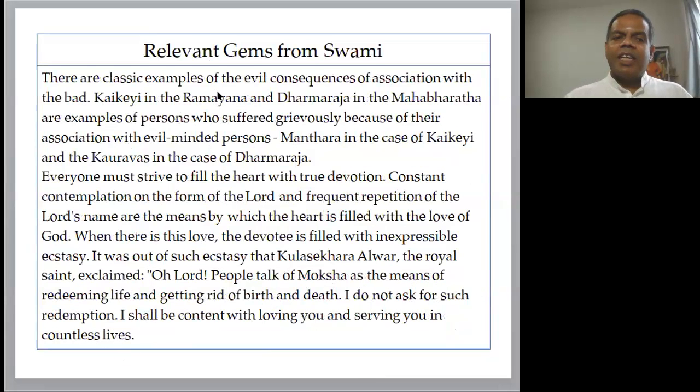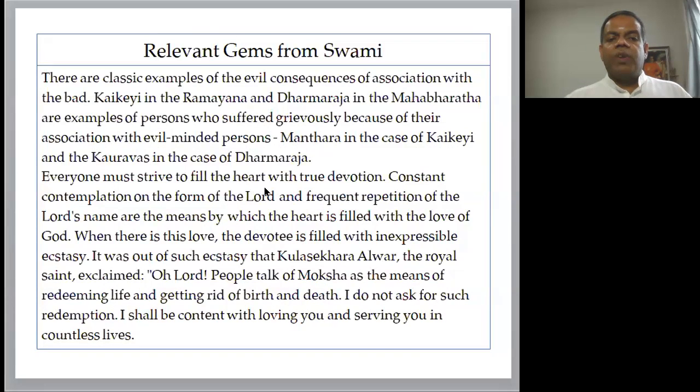There are classic examples of the evil consequences of association with the bad. Kaikeyi in Ramayana and Dharmaraja in Mahabharata are examples of persons who suffered grievously because of their association with evil-minded persons. Manthara in the case of Kaikeyi and the Kauravas in the case of Dharmaraja.